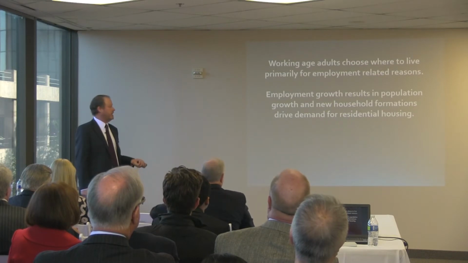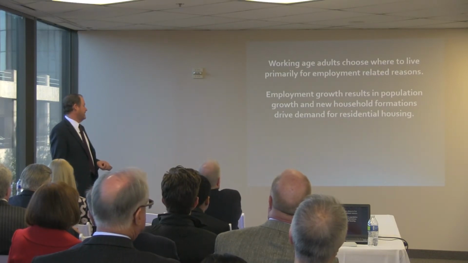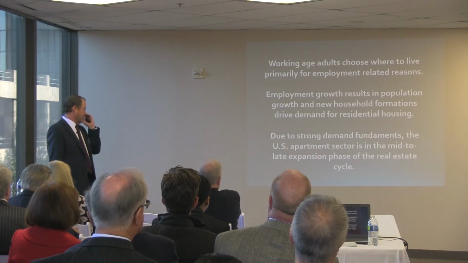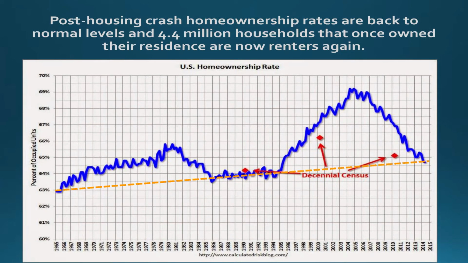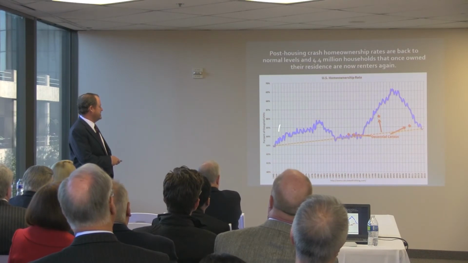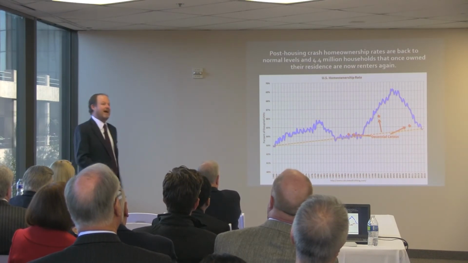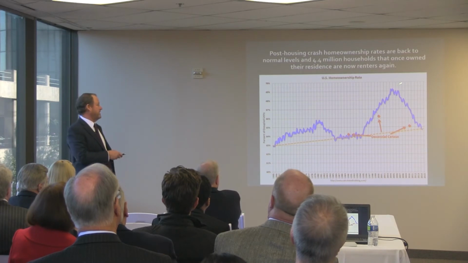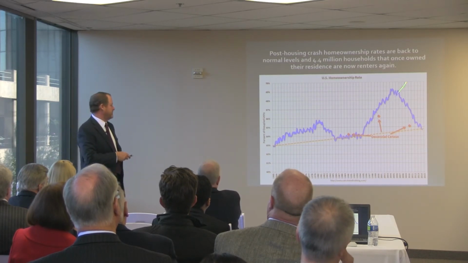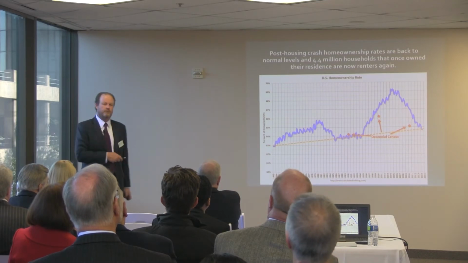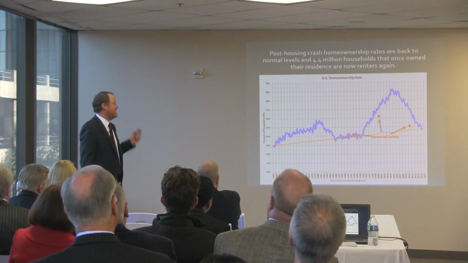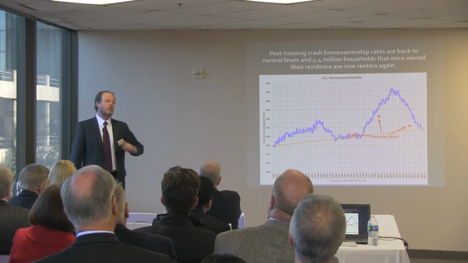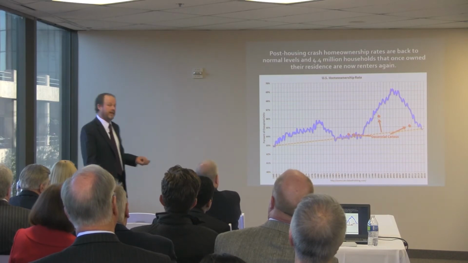All right, so working age adults live for employment-related reasons where they live, and they form households. And there's two key fundamentals going on right now in multifamily. Number one is home ownership rates. So this is the bubble again. U.S. home ownership rates really kind of trend between 63 and 65%. During the housing bubble, everybody wanted to own a home. They shot up to almost 70%. Now, percentage-wise, it doesn't seem that much, but that's 4.4 million households. So here to here is a difference of 4.4 million households that once owned are now renters again. So that's working in the favor of multifamily. So that's one of the big increases in demand.